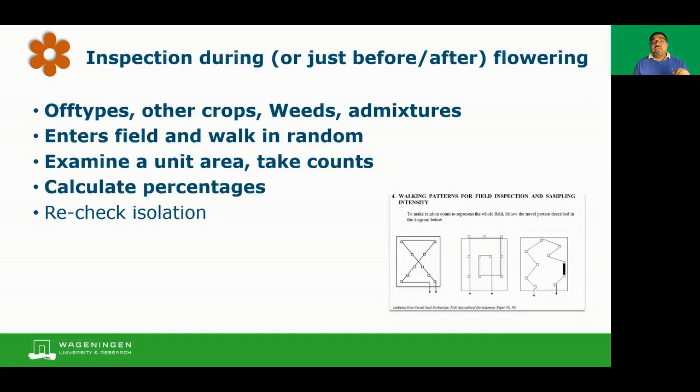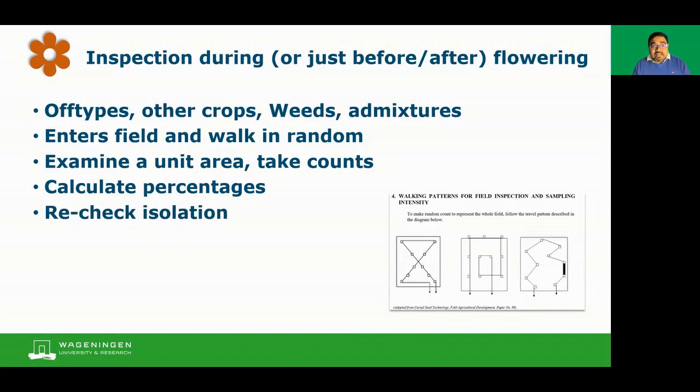And then what we do is we calculate the percentages. We calculate the percentages based on the total, the average of all these percentages of off-types, other crops, weeds, or the other admixtures. We calculate the percentage and then we note it down.